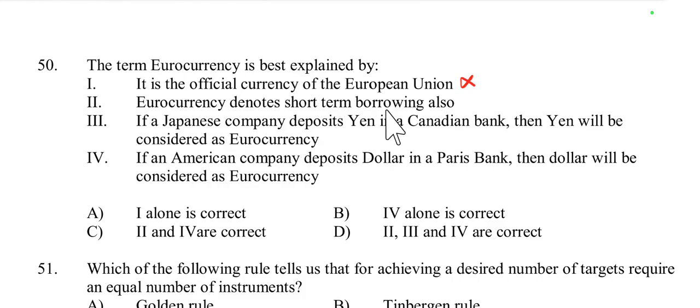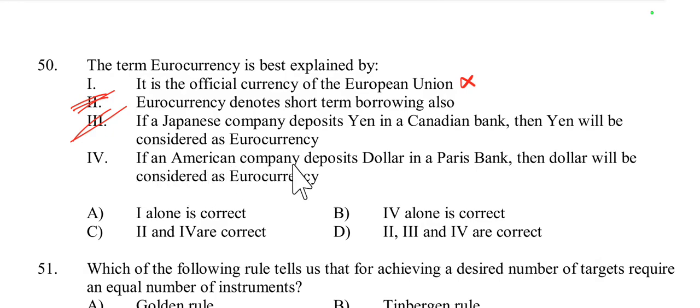Then euro currency denotes short term borrowing also. Euro currency can be used for short term borrowing, so it is right. Then option 3, if a Japanese company deposits yen in a Canadian bank, yes, it is called euro currency, because the Japanese company deposits the yen in another country's bank. Yen will be considered a euro currency, because euro currency refers to any currency deposited in banks outside its country of origin.